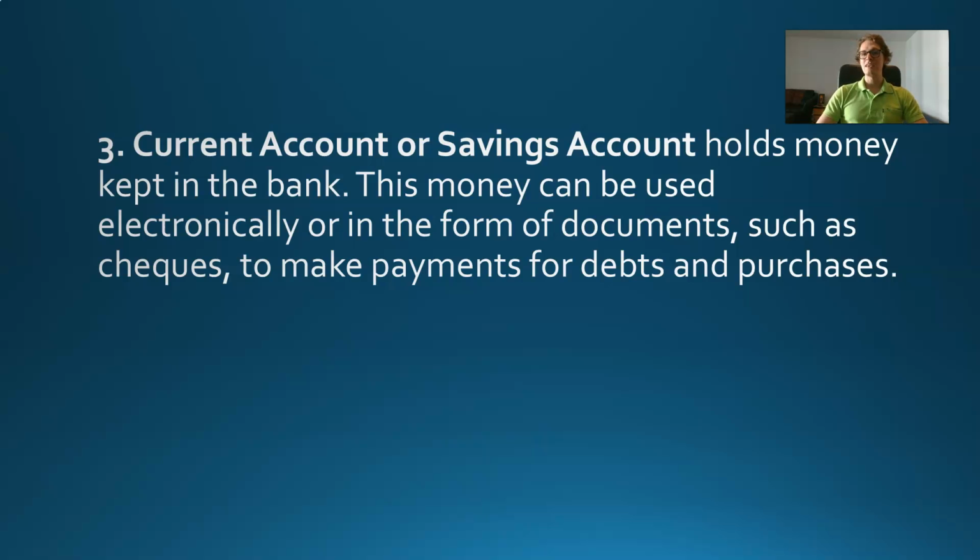Current account or savings account holds money kept in the bank. This money can be used electronically or in the form of documents, such as checks, to make payments for debts and purchases. Okay, so another type of money is your bank account, right? You guys might not have bank accounts, but I'm sure that your parents do. And they hold money often as an electronic value. So it's not paper, it's not a coin, but it's an electronic value that is kept in a record in the bank.